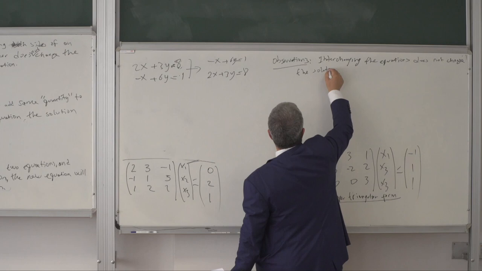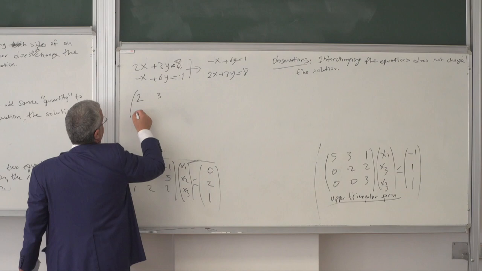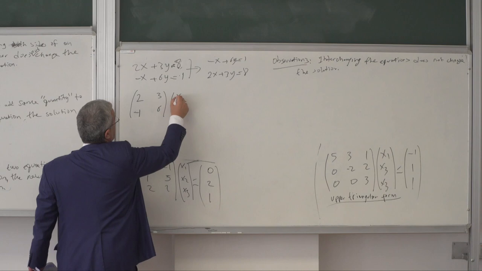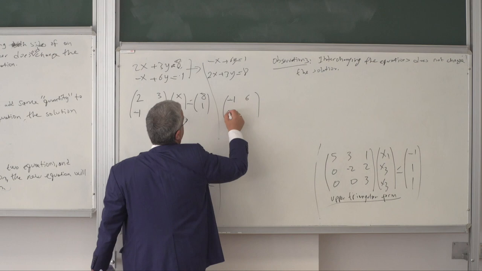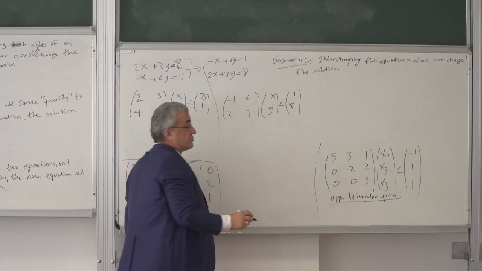But when you look at the coefficient matrices, let's write this in matrix form. So what is this? 2, 3, and what is this one? Anybody following? What should I write here? Minus 1, 6. This, x, y, right hand side. Okay, how about this one? What should I write here? Minus 1, 6, 2, 3, x, y, right? That doesn't change. Here, 1, 8. So coefficients changed, right?